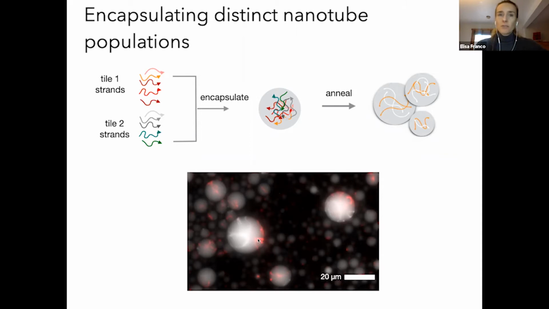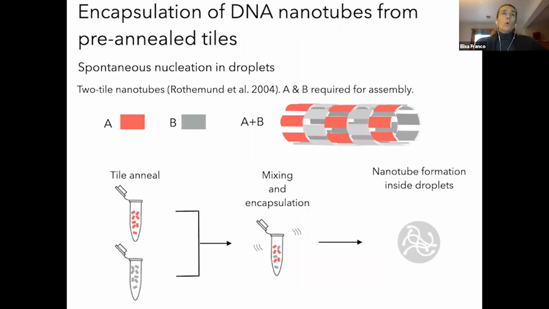But the system that gave us the biggest ability to control assembly is one where we have two distinct tiles, and only in the presence of both do you get assembly. Only when both the red and the gray tile are in your solution do nanotubes form, because of the way the sticky ends are designed. So basically, you can pre-anneal, pre-form the monomers, store them in separate vials, and only once you mix them and vortex, you obtain nanotube formation inside the droplets.